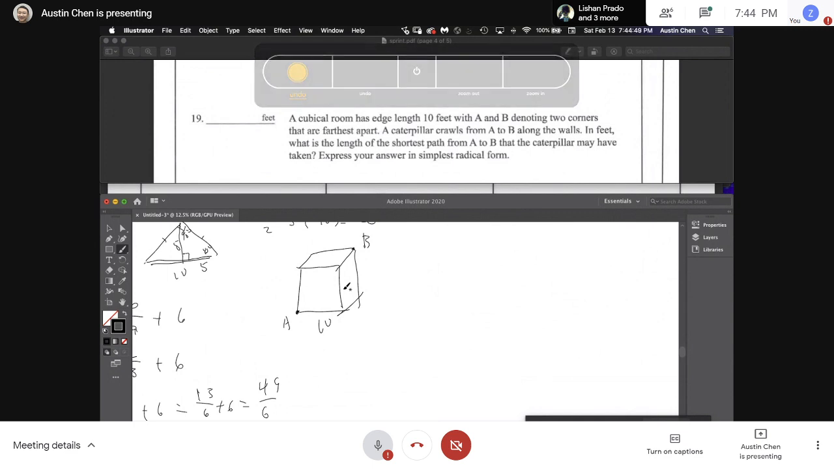It should be pretty obvious that the shortest path would have to be like A to the midpoint of the side, and then the midpoint of the side to B.